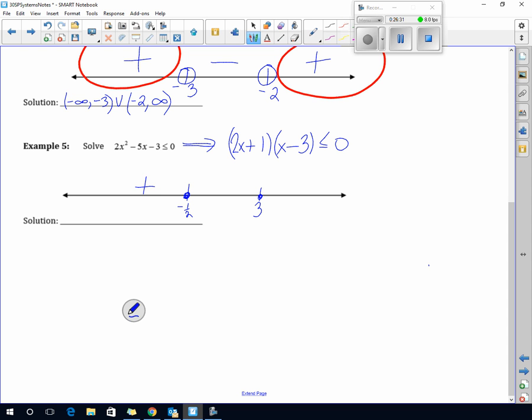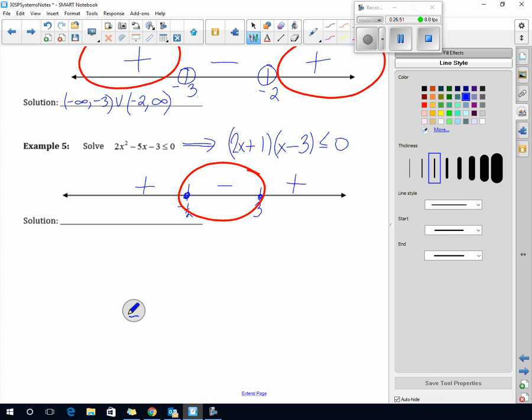What am I looking for here? It's less than or equal to 0. So what am I looking for? This region. So what's my answer? Negative 1/2, square bracket, 3, square bracket. Done. What do you think?